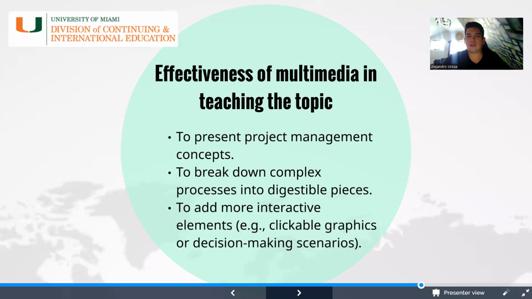Also, to add more interactive elements, I think that could be a good idea. So clickable graphics or decision making scenarios, okay? Because you have everything in the video, and I think when you have many, many videos, sometimes less video complemented with other materials or other tools is better.